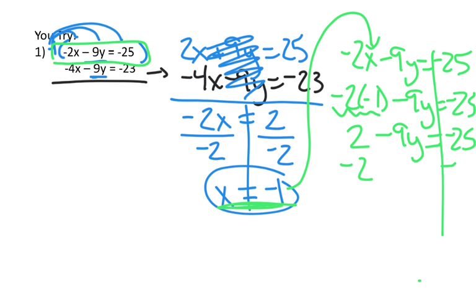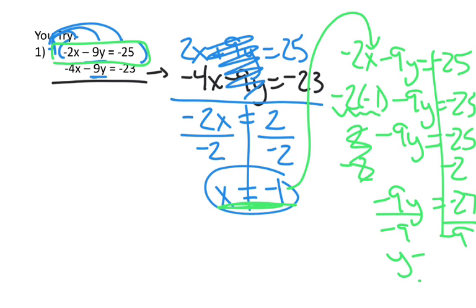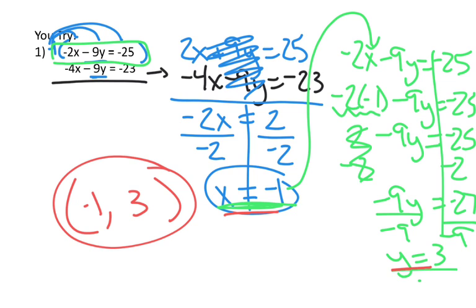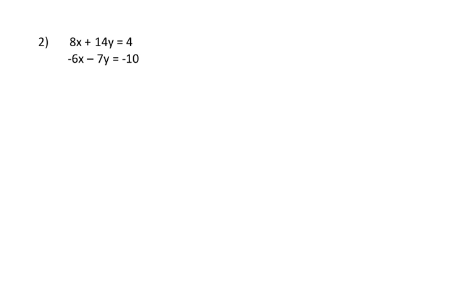Solve this, so subtract 2. So negative 9y equals negative 27. Divide by negative 9, and y equals positive 3. So the solution is your ordered pair. So the x comes first, which is negative 1, then your y, which is positive 3. Okay, same thing here. Why don't you pause it, try it on your own, and then come back and watch and see what you get.